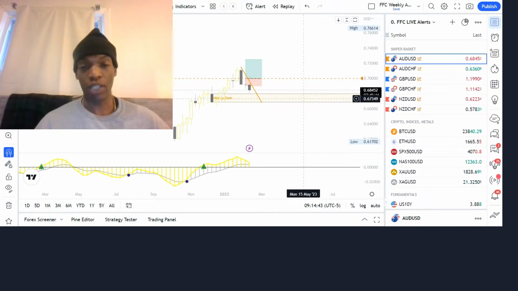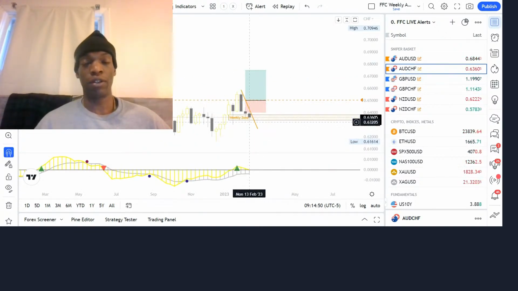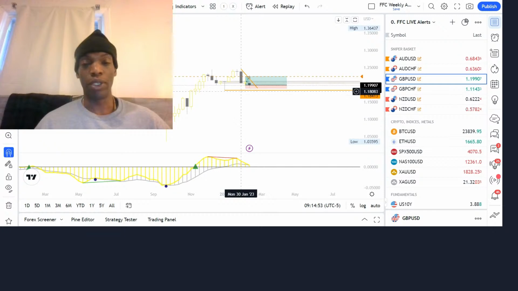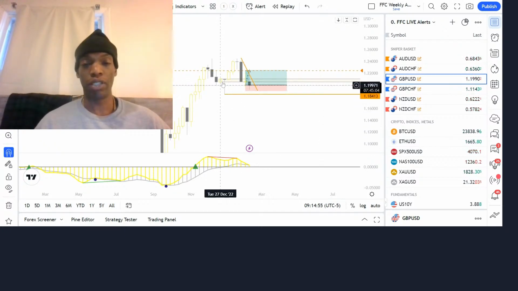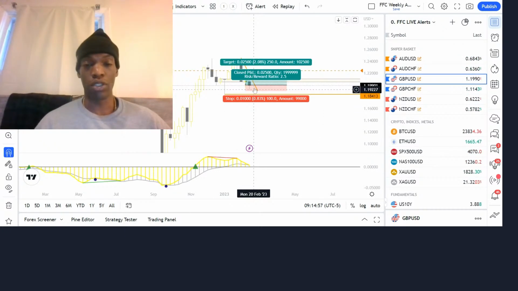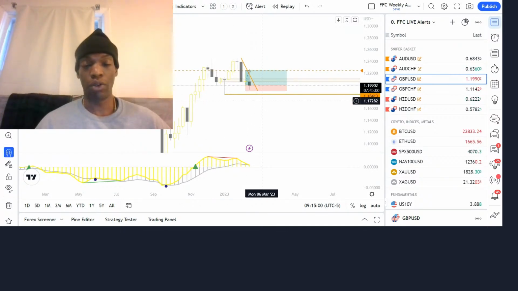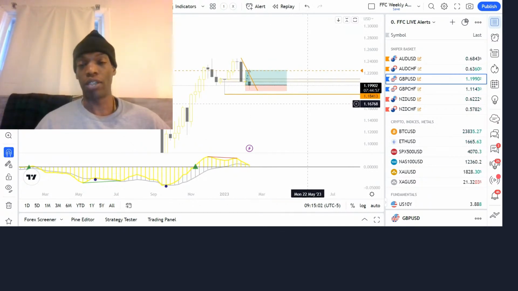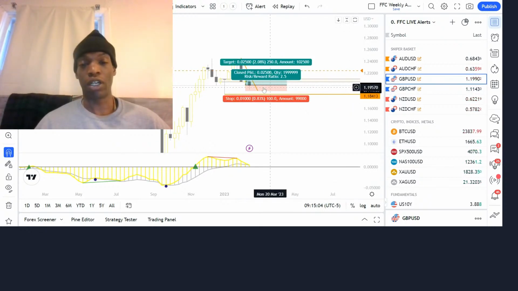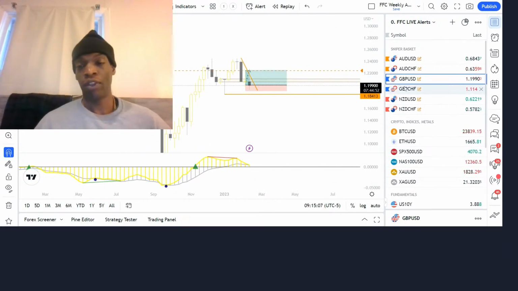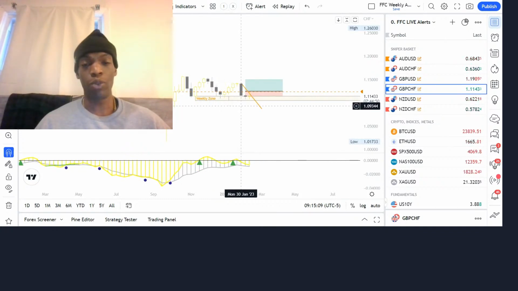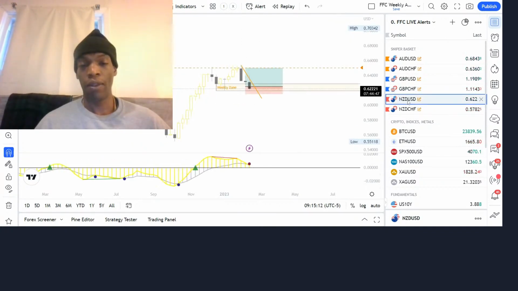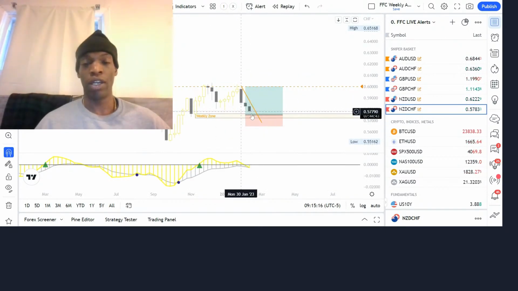So let's get back to the watch list real quick. AUD USD, buying from demand. AUD Swiss franc, buying from demand. GBP USD, it just broke through our demand, but technically this whole wick is still demand. So we're just going to watch it until it breaks the low, and then we'll possibly have to change our bias for the short term. But for the long term, we're looking to buy. GBP Swiss franc, buying from demand. NZD USD, buying from demand. And NZD Swiss franc, buying from demand.